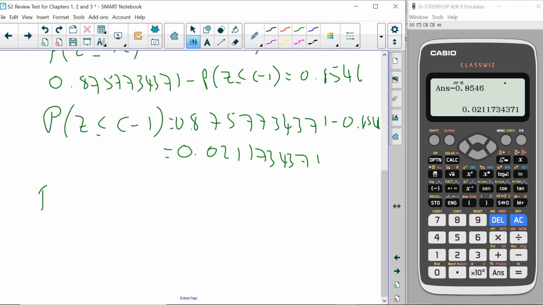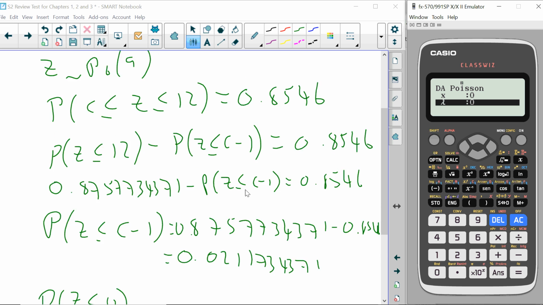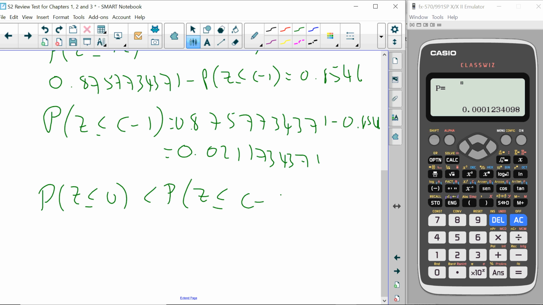So starting off with a very basic case, I look at the probability that Z is less than or equal to 0. So just going into my calculator to number 7, the Poisson cumulative, assuming that X is going to be 0 to begin with, but lambda is the same, it's 9. I can see that the value I get is 0.001 2. That's clearly smaller than the value I've got here. So that is less than the probability that Z is less than or equal to C minus 1. I'm looking for the first time I exceed this value.